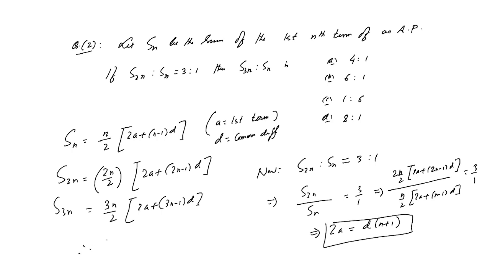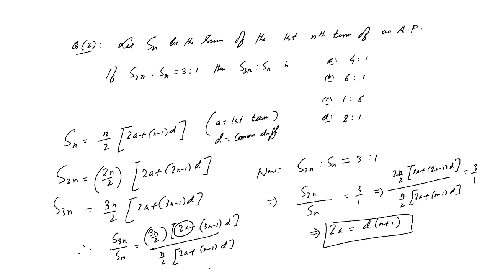Now we have to calculate the ratio S3n by Sn. That means 3n by 2 into 2a plus (3n minus 1) into d, divided by n by 2 into 2a plus (n minus 1) into d. We just replace 2a by d into (n plus 1). So it will be 12 by 2, that means 6 by 1, so 6 is to 1. So this will be the correct option. All other options are false.